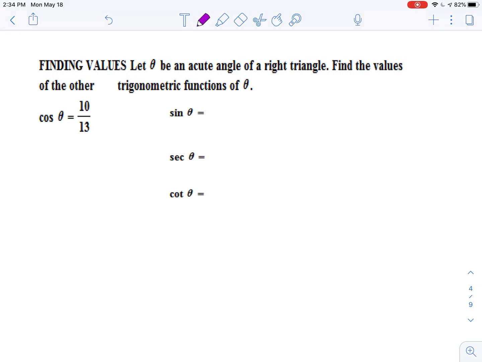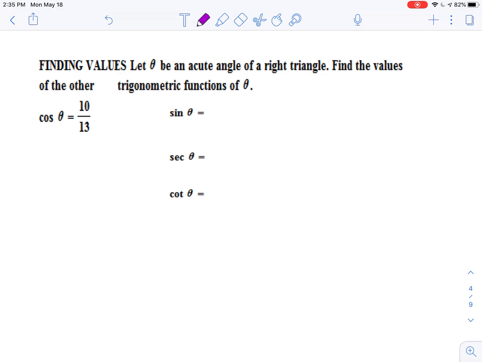Okay, so we're going to continue by focusing a little bit more specifically on right triangles again. We're going to move away from the coordinate plane and directly into right triangle trig. This question says, let theta be an acute angle of a right triangle. So we're only worried about angles that can fit inside of a triangle. Find the values of the other trig functions of theta below.